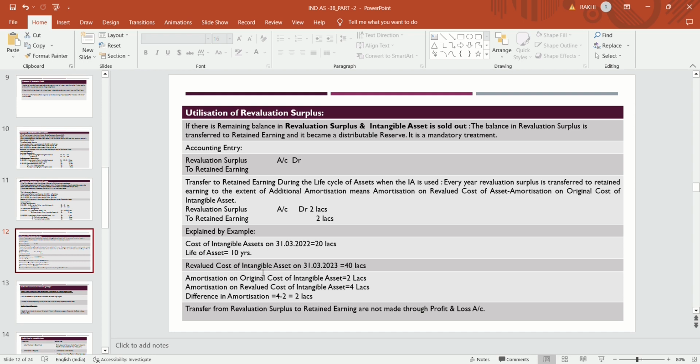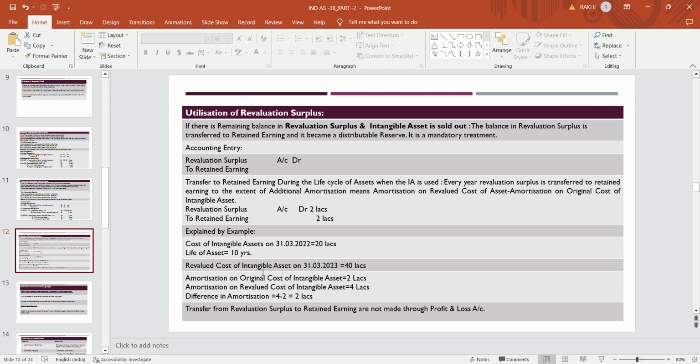And the accounting entry at the time of transferring is: revaluation surplus account debit, retained earnings credit, because all the surplus which remains in the balance related to the intangible asset which is sold off is to be transferred to retained earnings. And during the life cycle of the asset, when the intangible asset is in use, every year revaluation surplus is transferred to retained earnings to the extent of additional amortization.